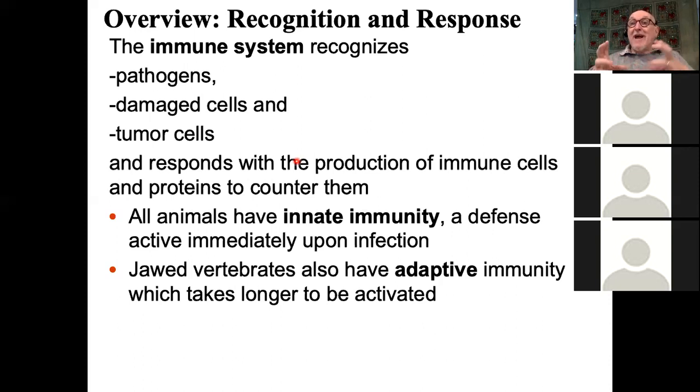The adaptive system learns. It can actually see things which it has never seen before, and it can learn to respond to them. It is that adaptive system, for instance, which produces antibody, which you have probably heard of. So those are the two. We'll very briefly discuss the innate system, and then we'll spend some time talking about the adaptive immune system. Okay, so before I finish, are there any questions?